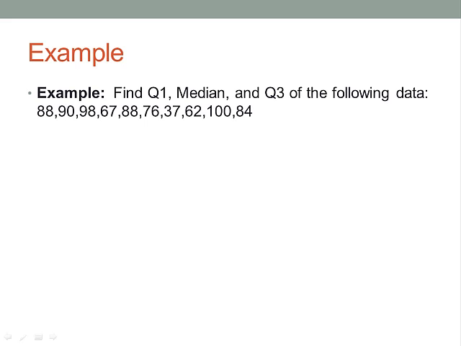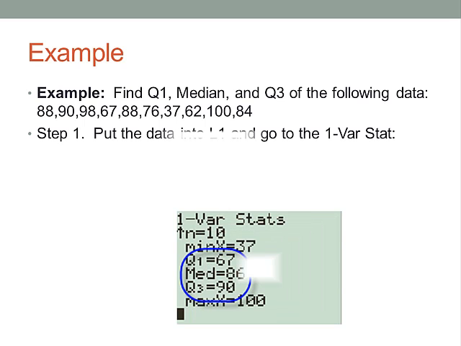So find Q1, the median, and Q3 for the following data. Okay, so you put the data in L1, go to one variable statistics, just like you were going to find the mean. I assume you can do that. And what spits out, which we've kind of ignored, we've looked at the median, but here it is. When you scroll down a little bit, you'll see that Q1 is 67, median's 86, and Q3 is 90.